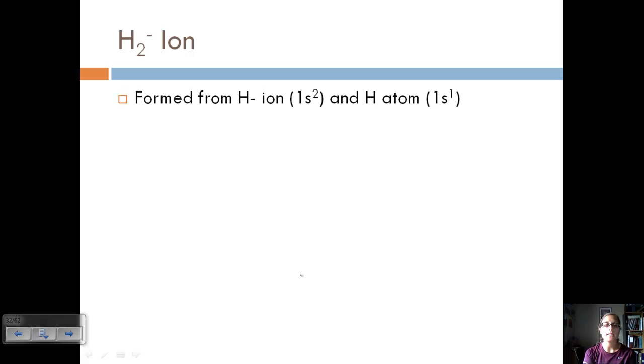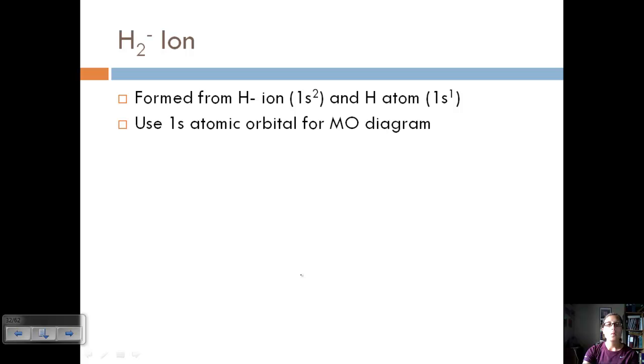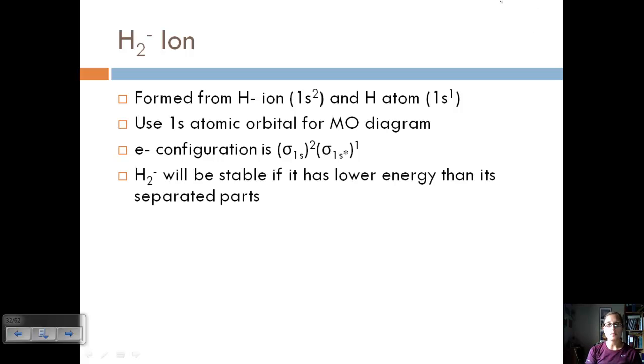So the H2 1- ion. This is formed from the H- ion and the hydrogen atom. So the H- ion's electron configuration is 1s2, and the hydrogen atom is 1s1. We're going to use the 1s atomic orbital for the molecular orbital diagram, because that's where all of our valence electrons are coming from. And the electron configuration would then be sigma 1s2 and sigma 1s asterisk 1. Okay, let's look at a picture of this before we go on.